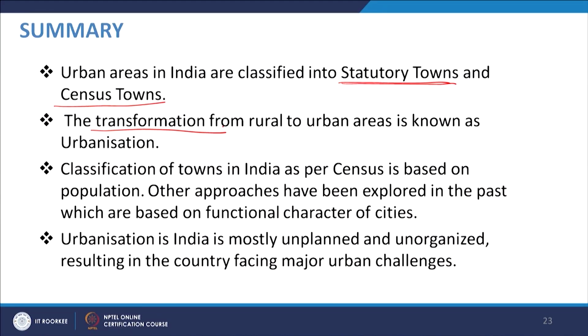Then, the last major statement we have made is that urbanization in India is mostly unplanned and unorganized. We have been doing planning and organization in the urban areas for the last few decades, but definitely we still have a very long way to work. Therefore, the country is facing major urban challenges, and we basically need better urban governance, better urban governments in the cities, and better planning intervention to tackle and address this situation.